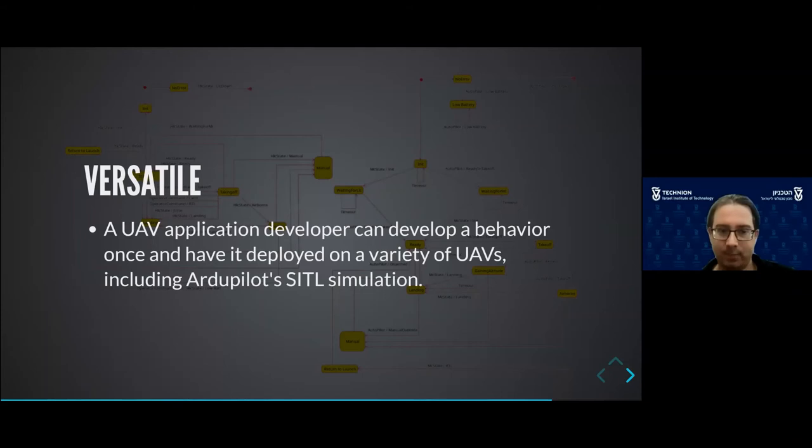Also, we can use the fact that we have some platforms already developed and that we open the architecture so other people can also write for more autopilots. Currently, we have the DJI Telos and Ardu-Copter for Pixhawk family and autopilots, but people can extend the UAV if they want, the framework if they want, to handle more. And either way, once the behavior is developed, it can be deployed on a variety of UAVs. Ardu-Copter itself alone handles a huge amount of different platforms. And also we can use a software in the loop simulation from using that framework.